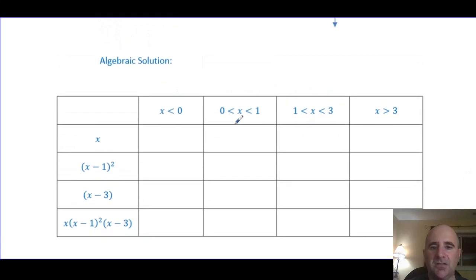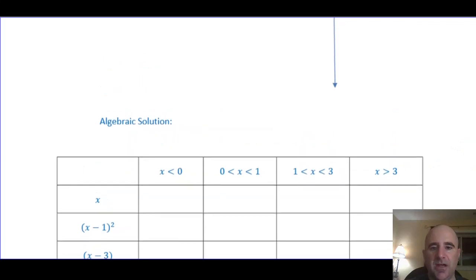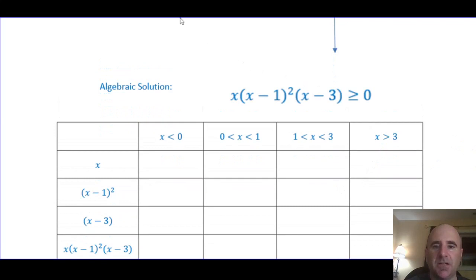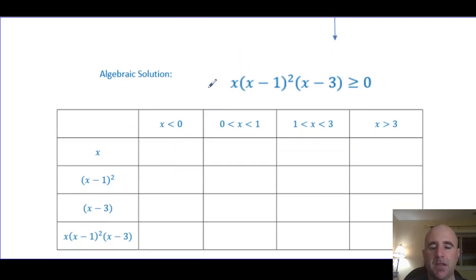Now, I called the columns up here regions. Once it's factored, you know that these factors can only change signs at one of the x-intercepts. So we have x-intercepts here at 0, 1, and 3. And so 3 x-intercepts will break the graph up into 4 different regions.